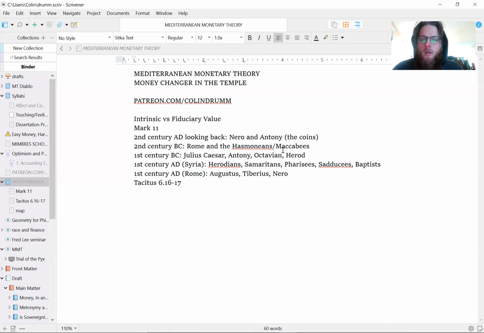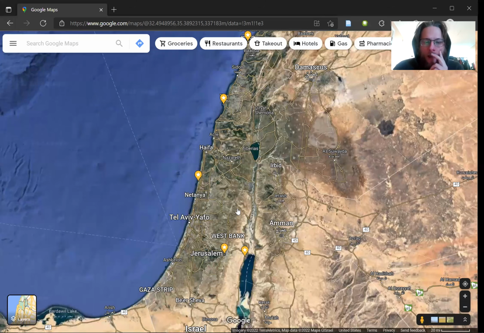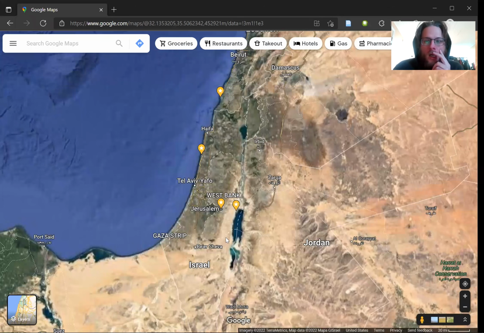Now, we need to talk a little bit about Herod. In order to do that, it will help if we look at the map here. So the Hazmanans, after the Maccabean Revolt, have developed this fiscal system, this coinage system that they use to win independence from the Seleucids, and so they have kind of a de-Hellenizing ideology, right?